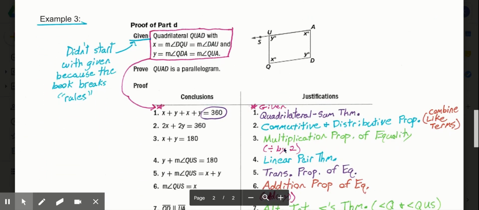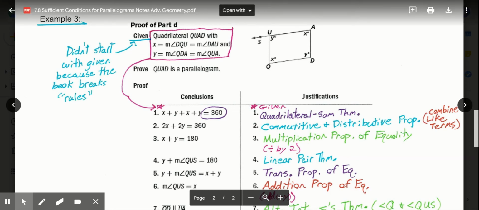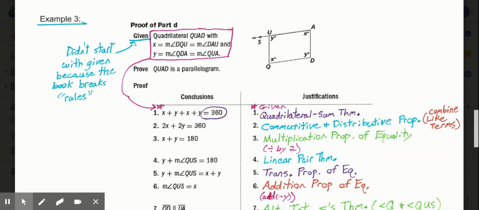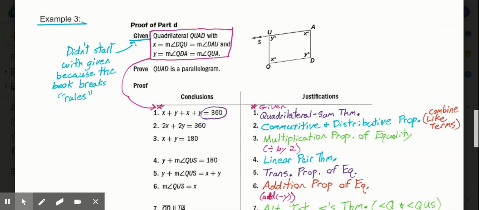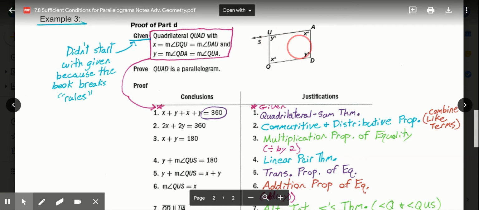And our final example for the notes today is a proof based on parallelogram. What they told us was quadrilateral QAD, where x equals the measure of angle DQU, is equal to the measure of angle DAU, and y, which equals the measure of QDA, is equal to the measure of QUA. So in other words, y is the angle here and here, and x is the angle here and here.